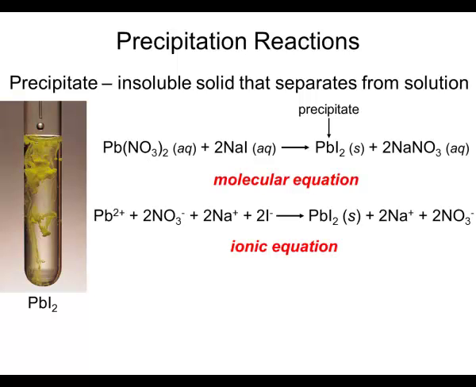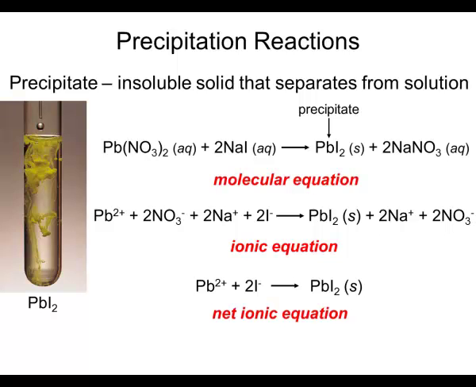If we break it up into ions, we have the ionic equation. Lead ion plus nitrate ion plus sodium ion plus iodide ion form lead iodide plus sodium ion plus nitrate ion. We often write the net ionic equation, which shows only the ions involved in forming the precipitate. Lead ion plus iodide ion forms the lead iodide.